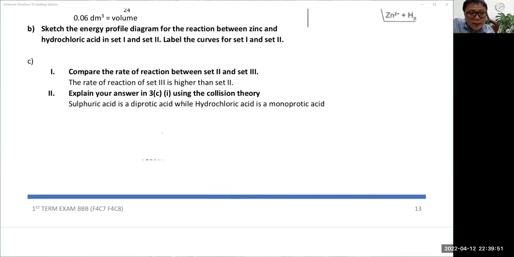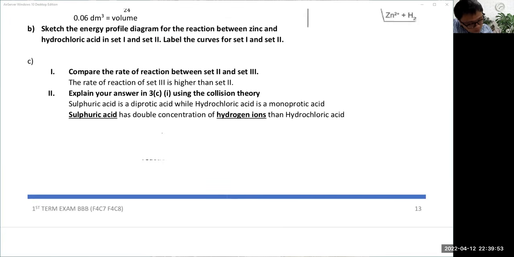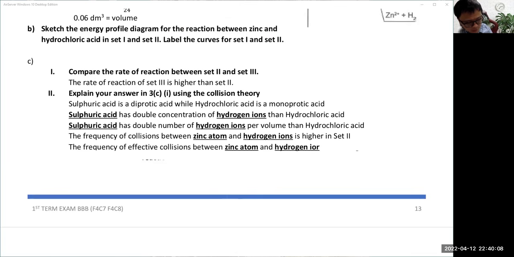First, one is diprotic acid, one is monoprotic acid. So sulfuric acid will produce double the concentration; you're able to produce double H+ compared to hydrochloric acid. So when the concentration of acid is higher, the number of hydrogen ions per unit volume is also double. So the frequency of collision between zinc atoms and hydrogen ions is higher. Frequency of effective collision is also higher. Then the rate of reaction is also higher.